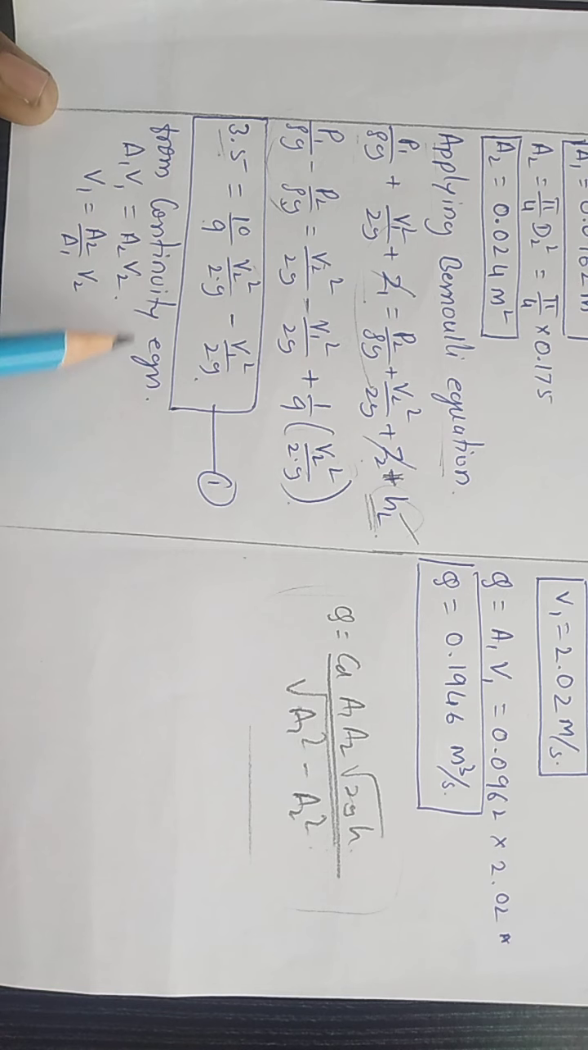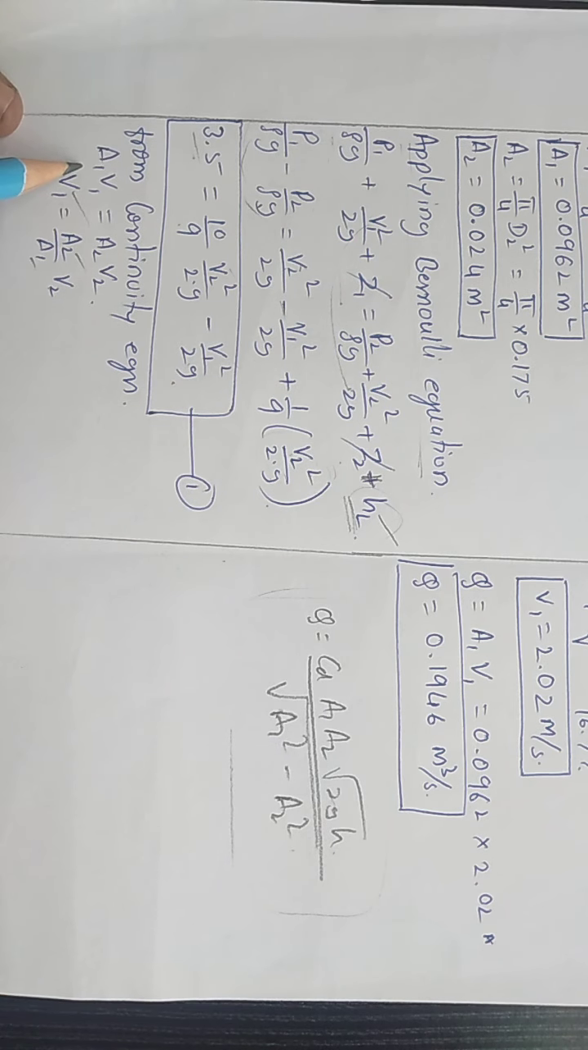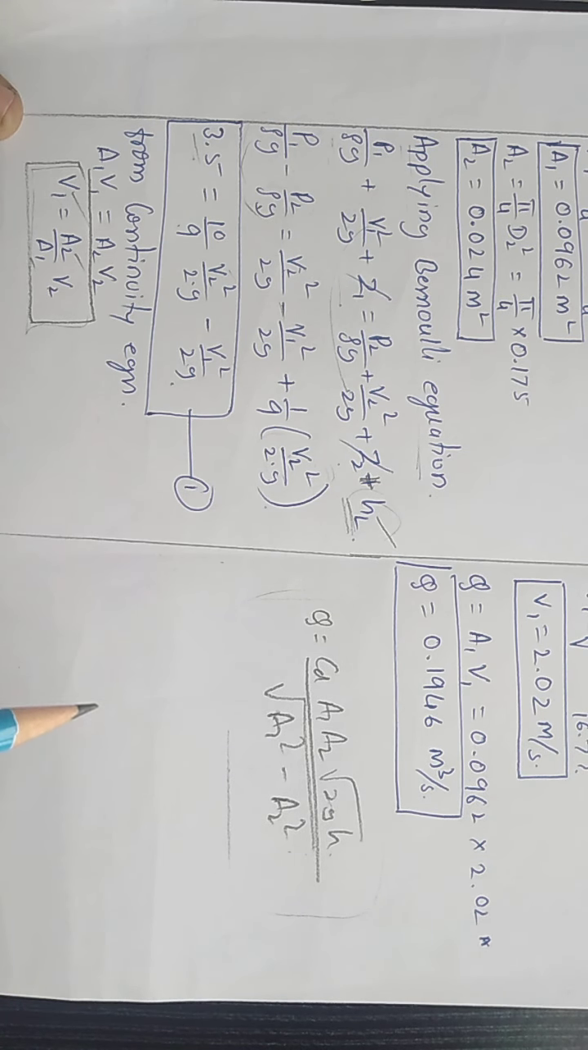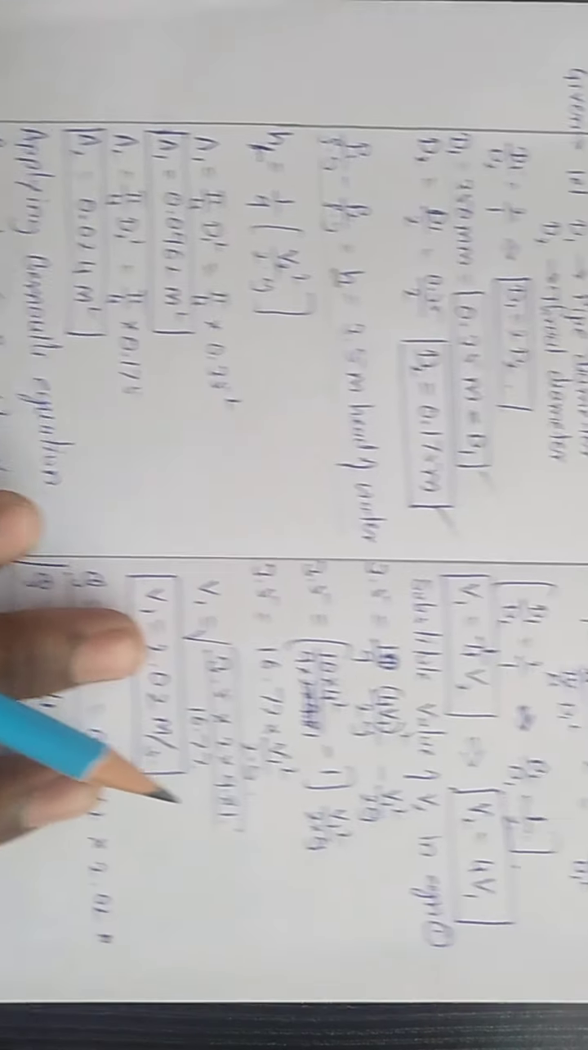Now from the continuity equation we know a1 v1 is equal to a2 v2. So v1, that is the velocity at the inlet, is equal to a2 by a1 times v2. A2 we know, a1 we know because we know the diameters, and v2 we don't know, we don't know any velocity terms. We will try and derive it now. This is the expression we got, v1 in terms of v2.